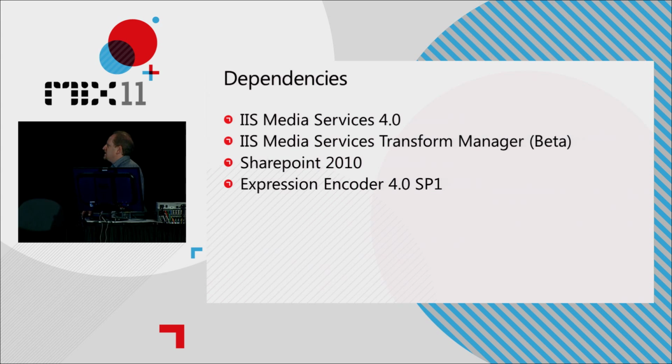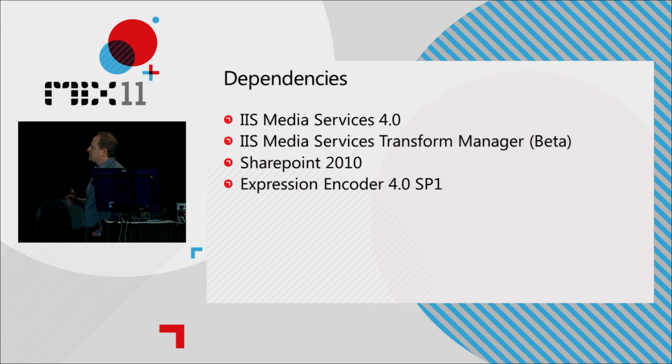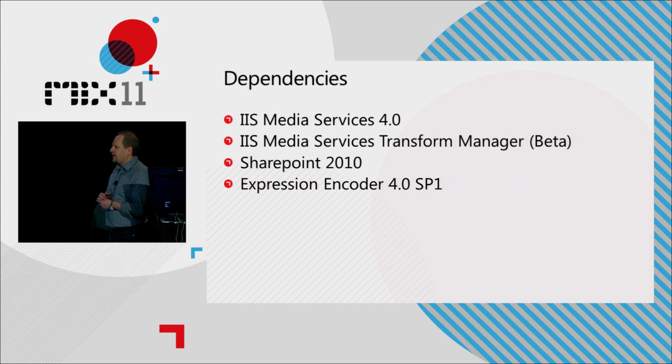In terms of dependencies, if you're going to take this and build on top of it or take advantage of it, we use IIS Media Services 4.0 that was shipped last October. And at the same time they shipped that, they also shipped an alpha version of Transfer Manager. Right now, I was hoping that we could have shipped all of this code this week. Unfortunately, we're waiting for a new version of Transfer Manager. And that beta should be available within the next couple of weeks. So we'll actually push all the code out behind this.